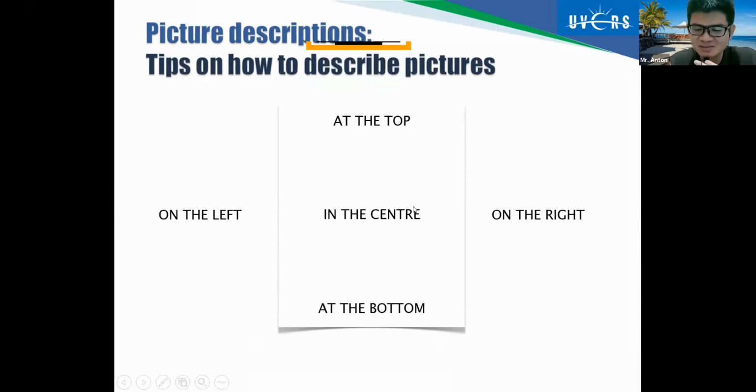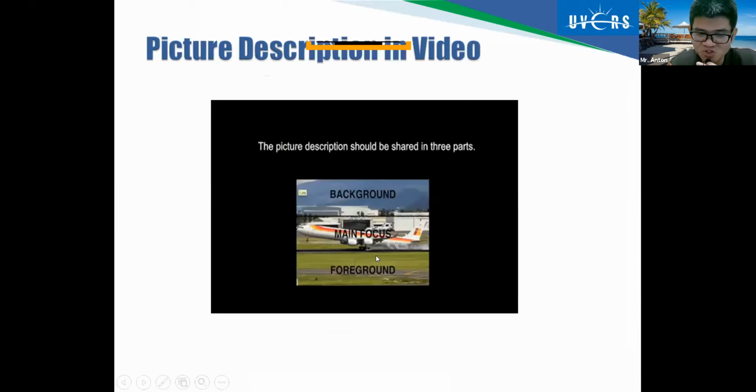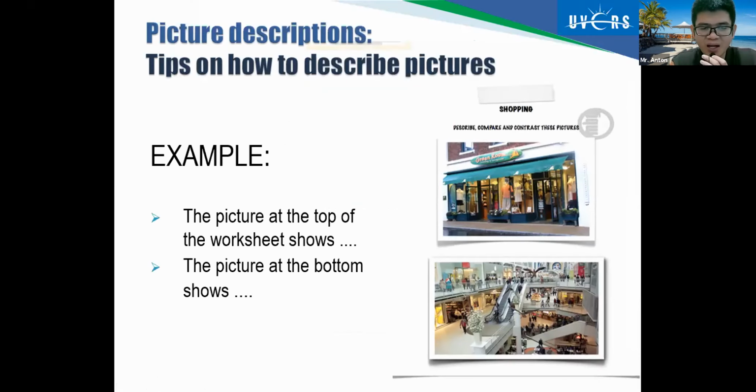That's easy, right? If this is for a 2D picture, but for a 3D picture, you can use background, foreground, and main focus. Or you can start from main focus. It's up to you. For example, the picture at the top of the worksheet, the picture at the bottom shows like that. So you cannot say the picture here shows. What is here? You didn't know, right?